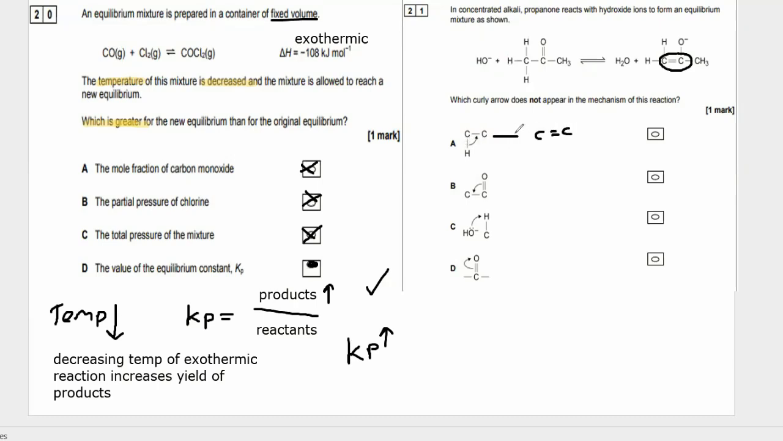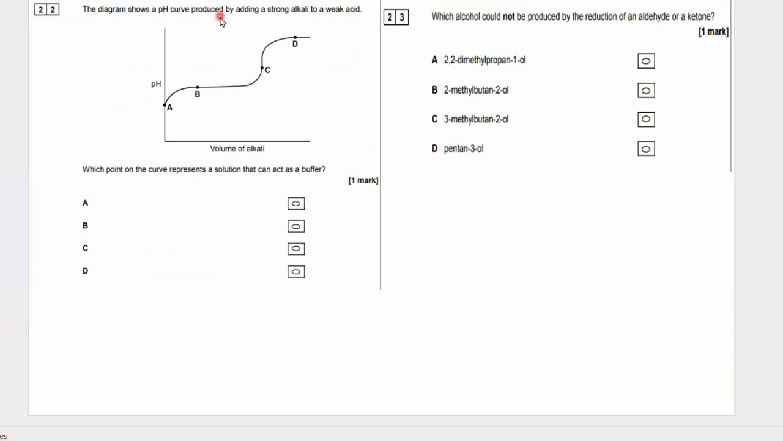Okay, 21. In a concentrated alkali, propanone reacts with hydroxide ions to form an equilibrium mixture as shown. So we've got an equilibrium mixture; which curly arrow should not appear in this mechanism? Well, the first one's good. That's the formation. This one looks a bit dodgy. The carbonyl compound doesn't normally donate an electron to form a double bond. Normally, the pair of electrons go to the oxygen, as we can see in the right-hand molecule, where oxygen has a minus on it. So actually, C and D are correct. All of these are correct except for B, which is incorrect.